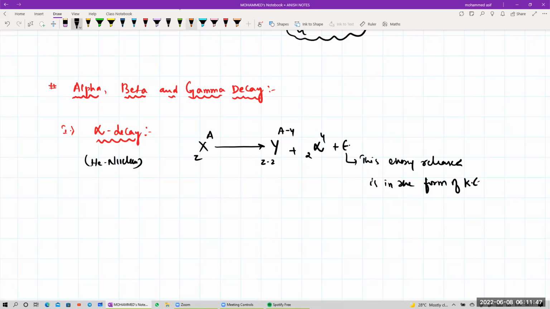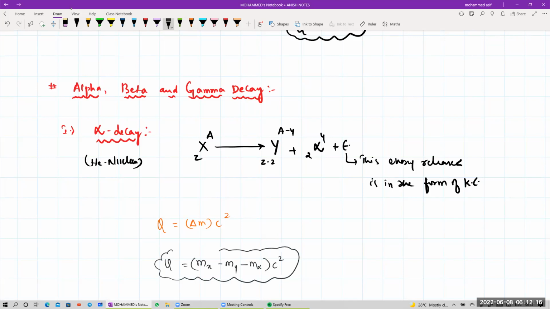Now tell me, how do you calculate the value of Q for this one? Q value will be equal to the mass defect delta M into C square. So Q will be equal to the mass of X minus the mass of Y minus the mass of the alpha particle, into C square. So that will give me the value of Q. I hope you got an idea how to calculate the Q value in alpha decay.